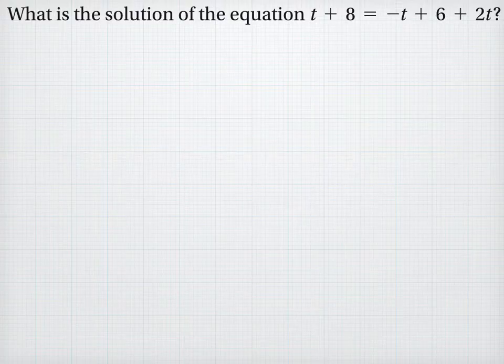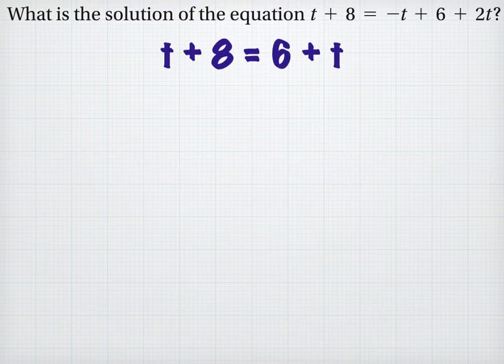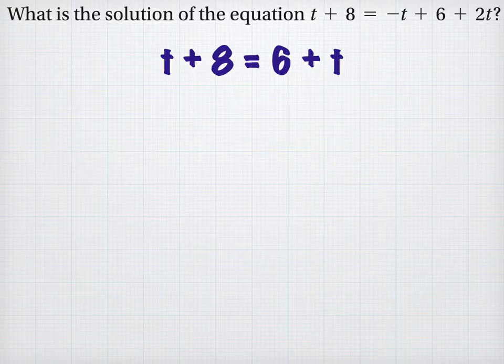So if you notice on the left-hand side of the equation, we have t plus 8. There's nothing to combine there, so we're going to leave that alone and bring it down. But if you look on the right-hand side of the equation, we have negative t plus 6 plus 2t. We're going to go ahead and combine negative t plus 2t, which would give me a positive 1t or plus t. So again, on the right-hand side, I just combined my negative t and my positive 2t to give me a 6 plus t.